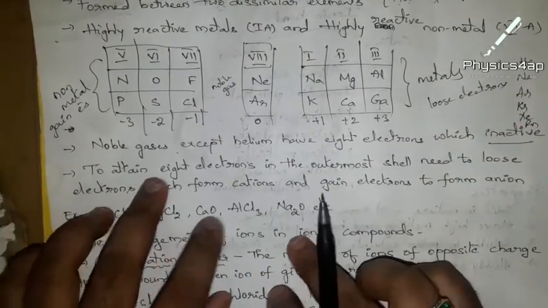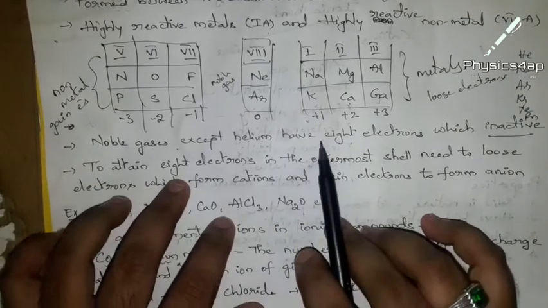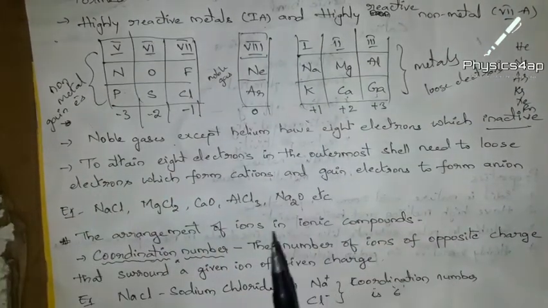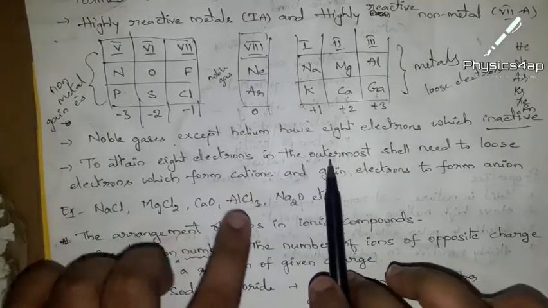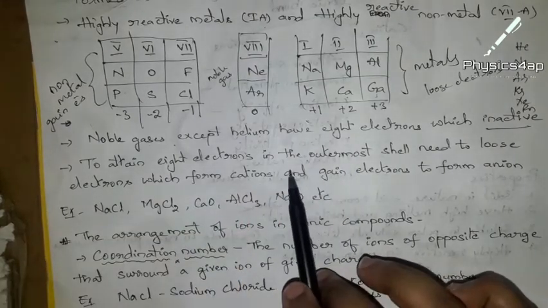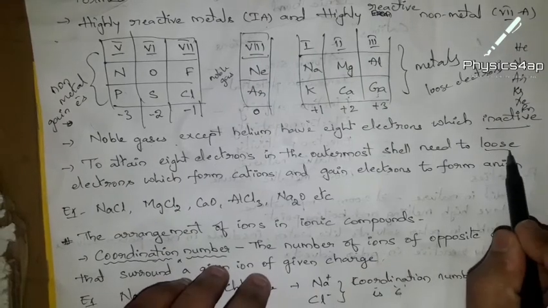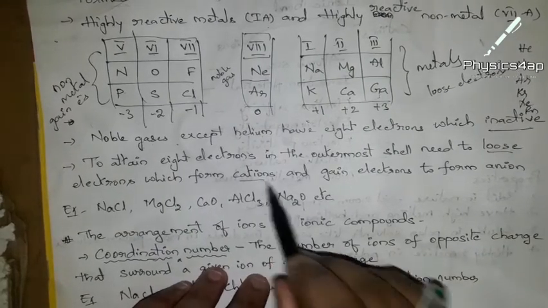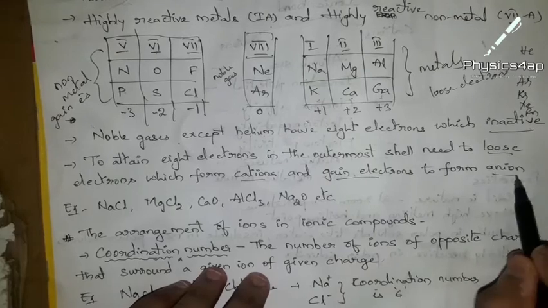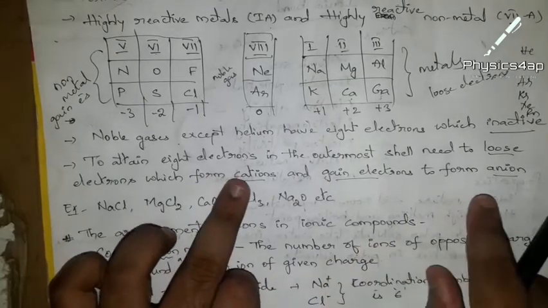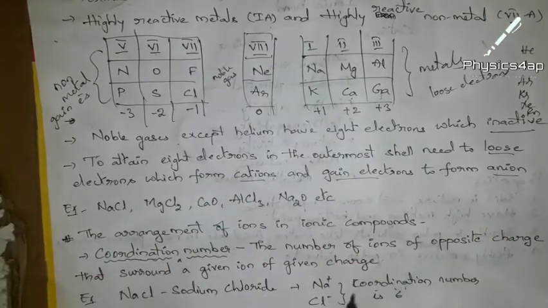And also, as we have discussed about the octet configuration, to attain 8 electrons in the outermost shell, an atom has to lose electrons to form a cation, as well as gain electrons to form an anion. Then the cation and anion combine together to form a compound.